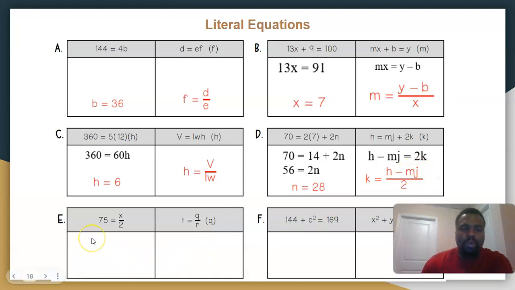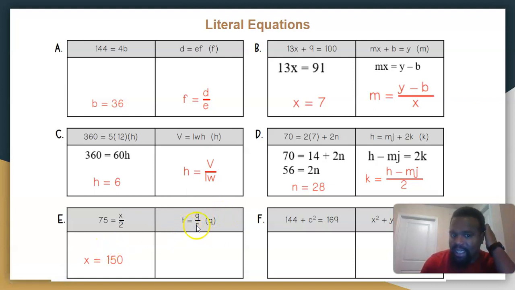For E, we want to solve for X. So we want to go ahead and move 2 over to the other side. This means division, so in order for me to get rid of the 2, I have to do the inverse of division, which is multiplication. When I multiply both sides, 75 by 2, that gives me 150.